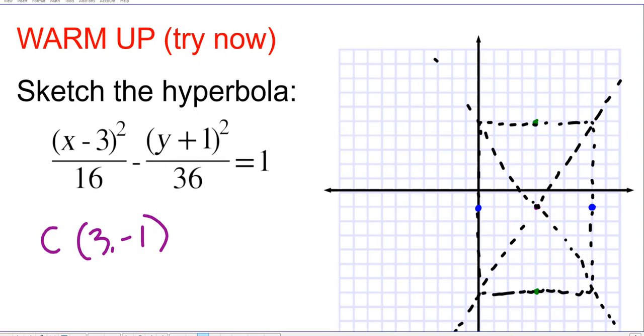All right, so we've got our center, our vertices, and our co-vertices graphed. We know that this opens horizontally, so we should get something like that.